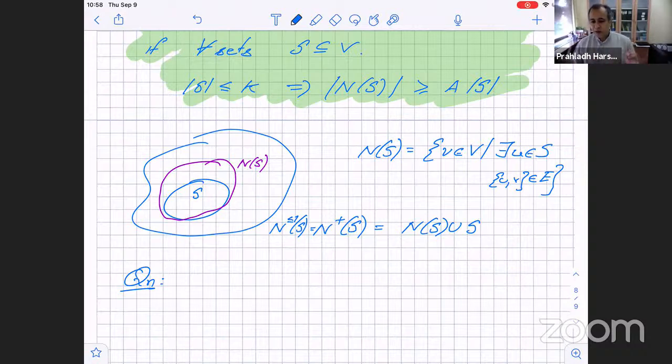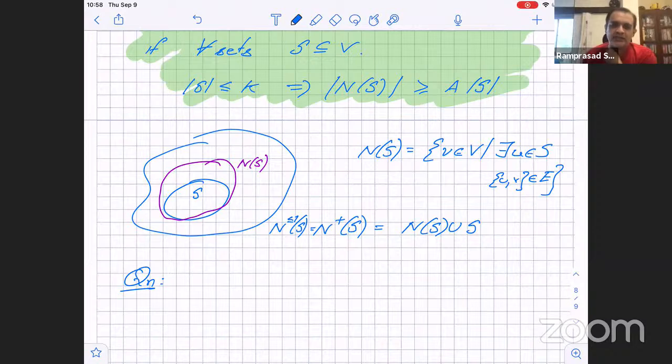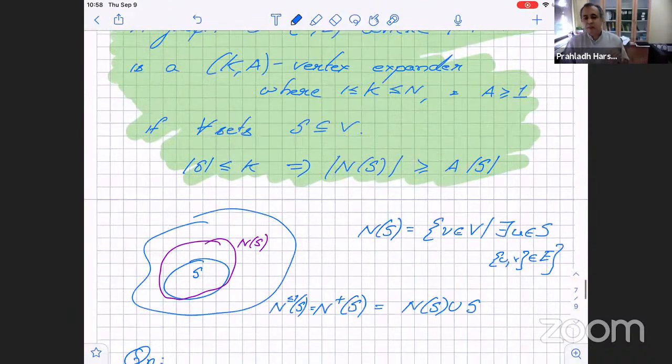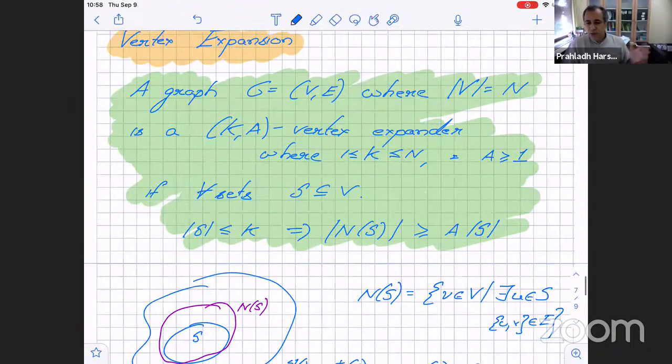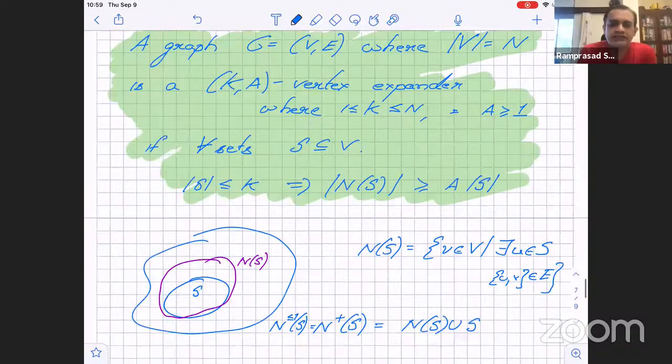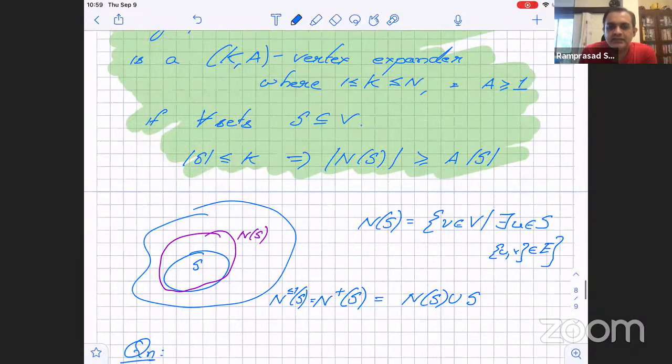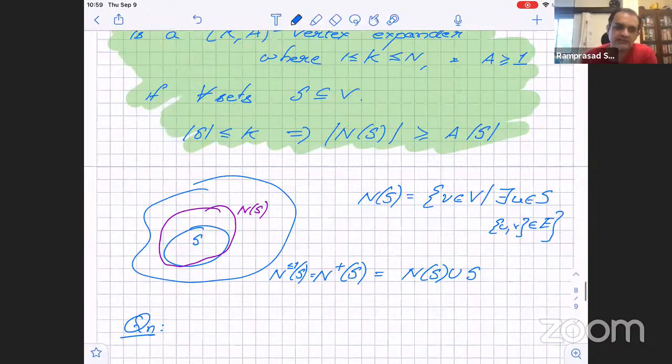Let me mention the typical values of K and A you will be looking for. K will be something like N by 100, N by 1000. It will be a linear fraction of N. It can't be more than N by 2 typically, but something like N by 1000, N by 100, a linear fraction of the set of vertices. A will be any number strictly larger than 1. So you're looking for a constant degree graph that is a K comma A expander for these sorts of choices.